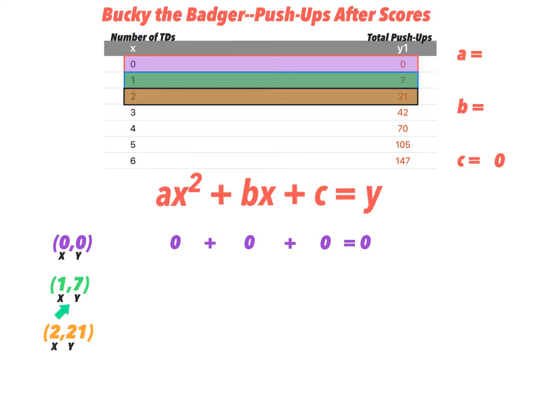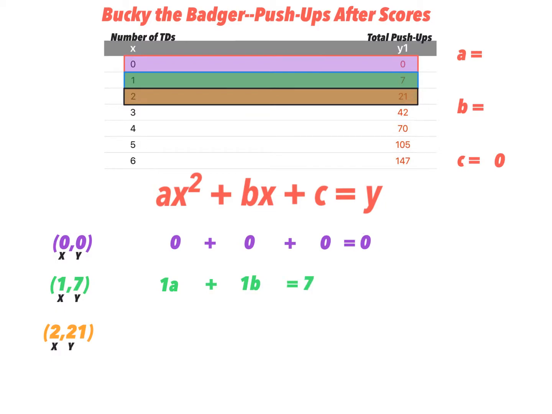For the second data point, when I use the 1 for the x, I'm getting 7 for the y. So 1 goes here, and the 7 goes here. So 1 squared is 1, so we have 1a. 1 times the b makes 1b, plus 0 for c makes 7.